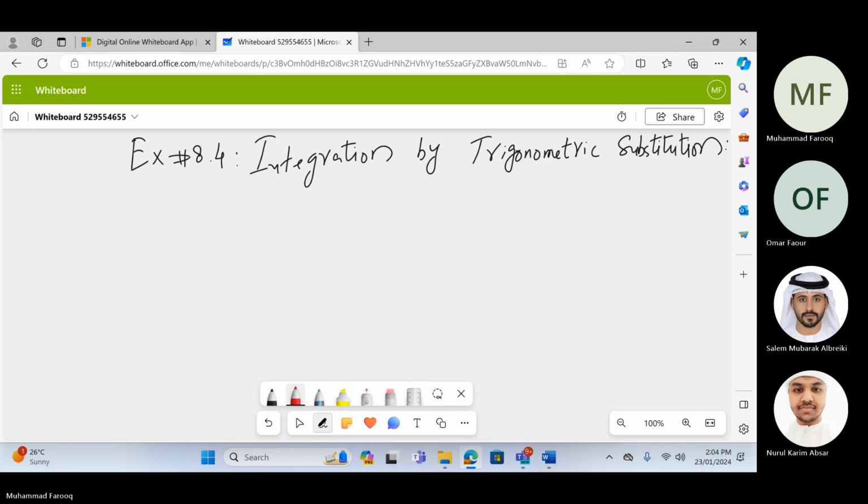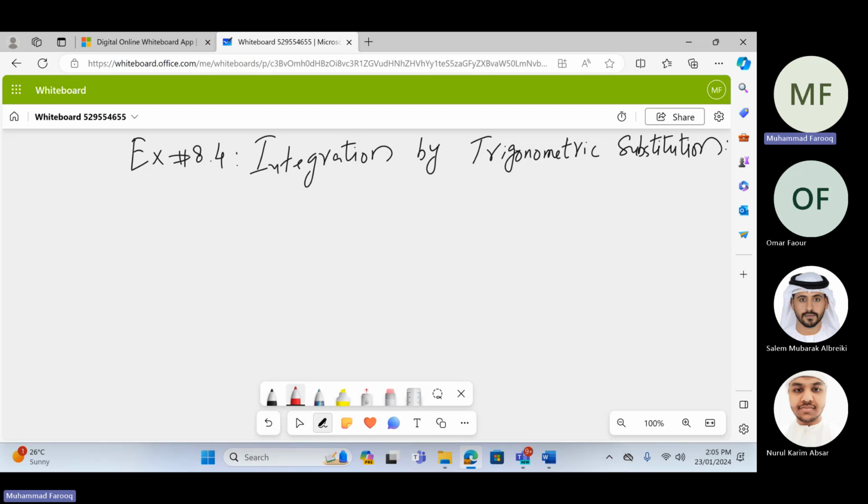Do you know how many trigonometric functions we can use as substitution? There are 6 in total, but 3 we can use as substitution. Sine, secant, and tangent. We can use the tangent function, the secant function, and sine as substitution.